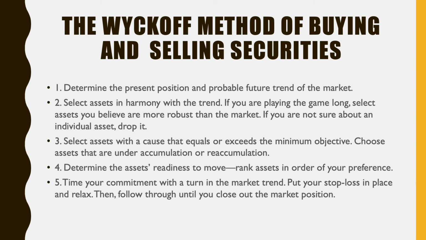Yes, we are in a bear market, but these assets are bullish. So what will you do? Will you short the bullish assets? No. You need to select assets in harmony with the trend. Okay? Then select assets with a cause that equals or exceeds the minimum objective. What do you mean? What is a cause? A cause is a range, right?